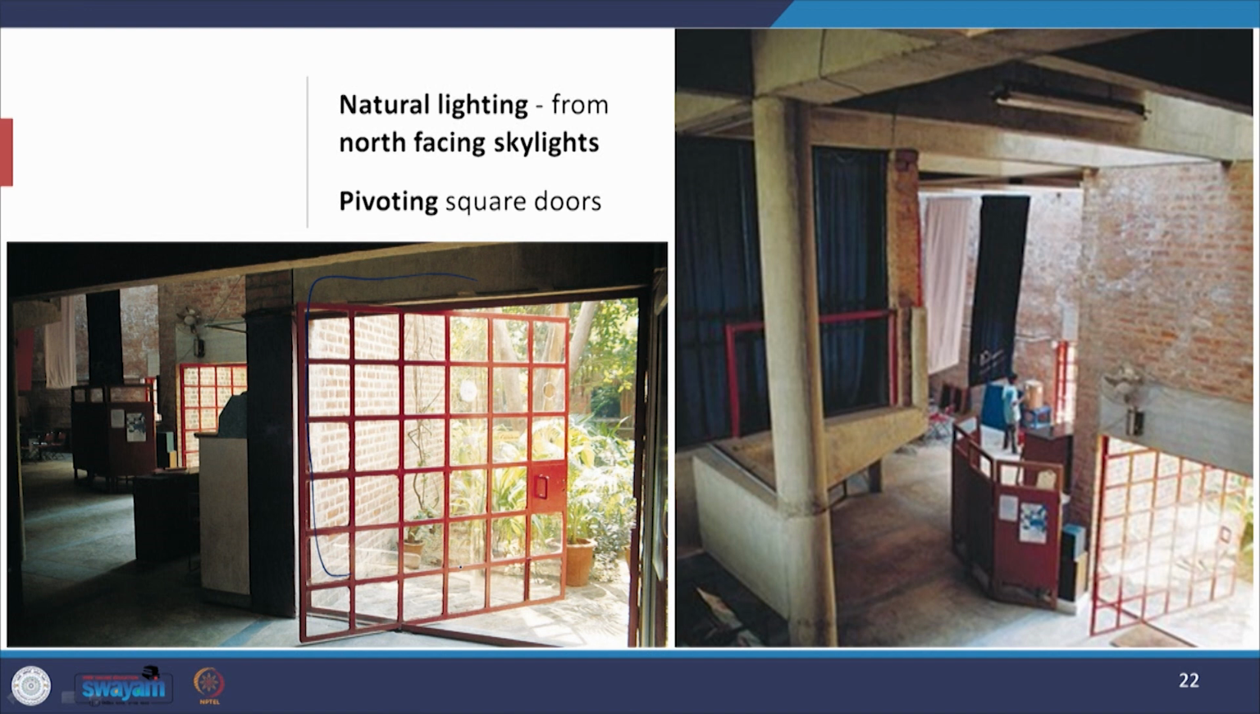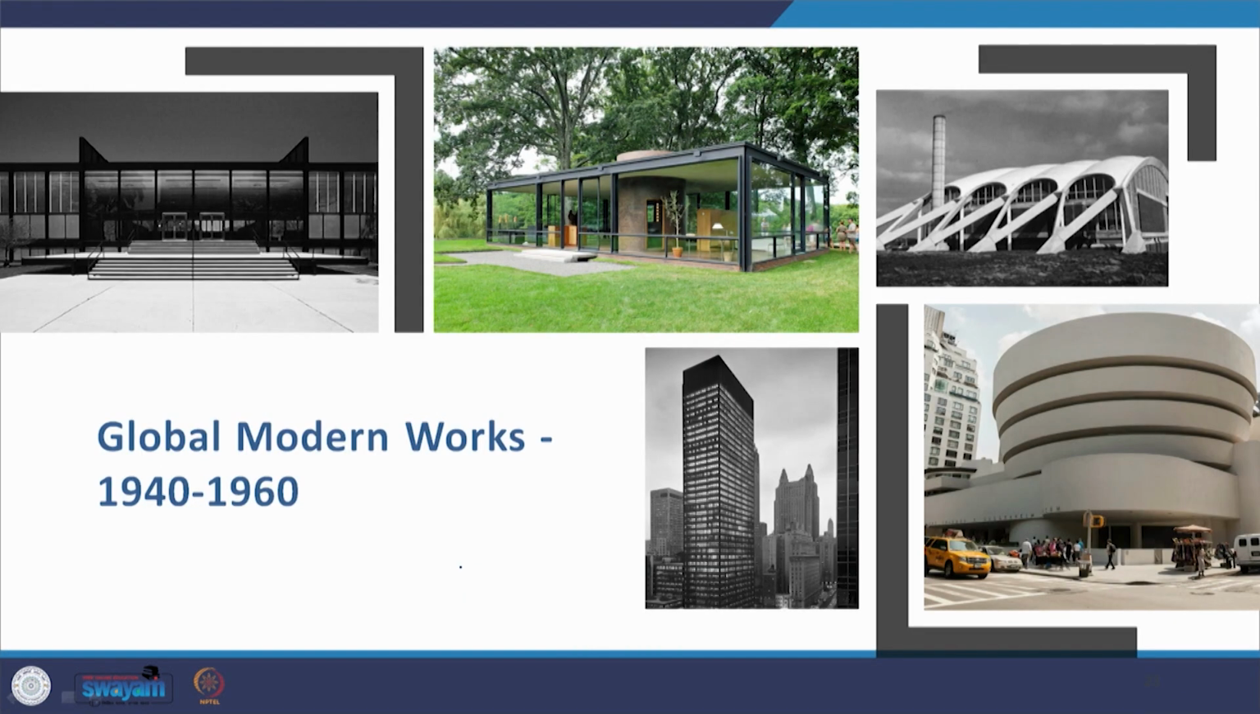Now what was happening globally around the same time, 1940 to 1960, there were buildings like the Crown Hall in IIT Illinois by Mies, there was the Glass House by Philip Johnson, there were the works of architects like Pierre Luigi Nervi, there was Mies van der Rohe's Seagram building, and the Guggenheim Museum by Frank Lloyd Wright in New York.